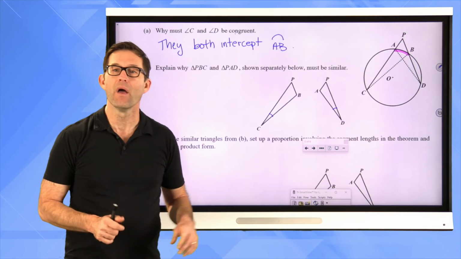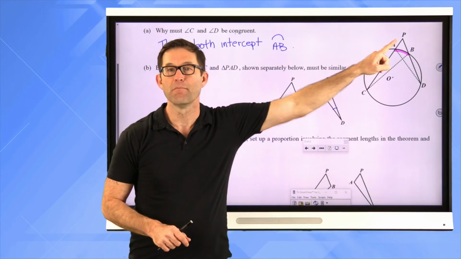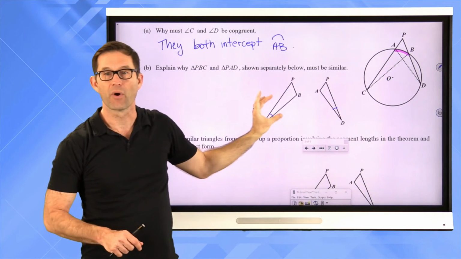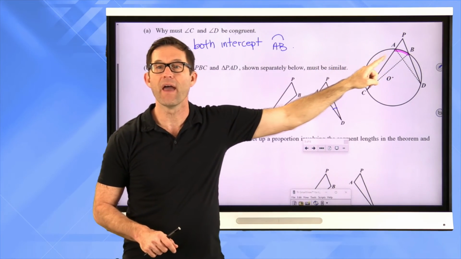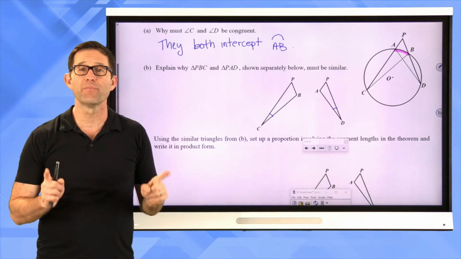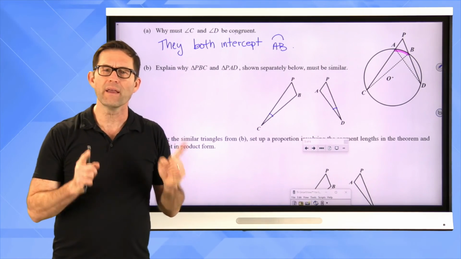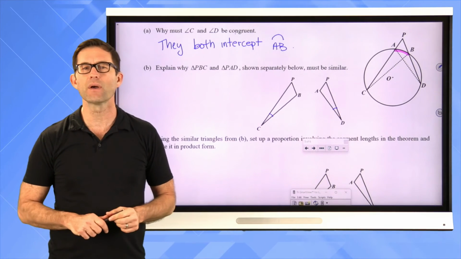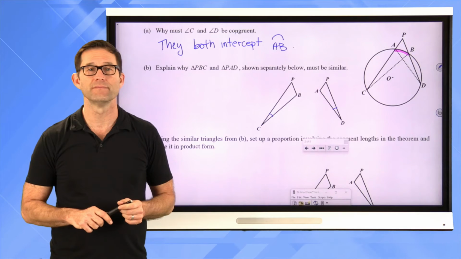All right, so now I've taken these two triangles, PBC, drawn it here, and PAD, drawn it here. My claim is those triangles have to be similar. Why is that? We already know that these two angles are congruent. See if you can come up with an argument. Pause the video now.